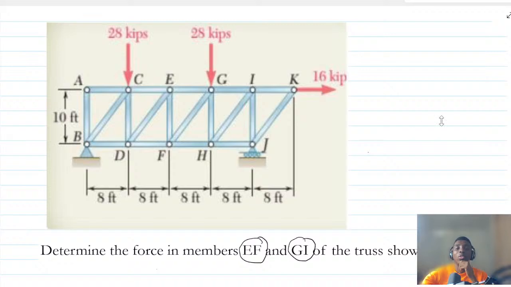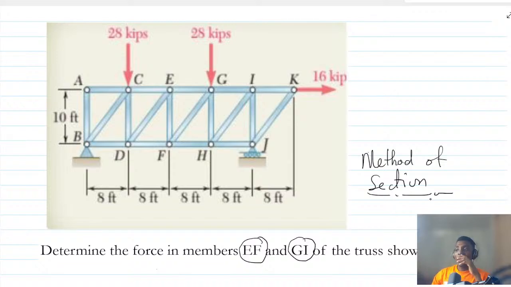Okay, so we are going to use what we call the method of section. Why are we calling it the method of section? It simply means that whenever you use the method of section, you will cut some portion. But before we do the cutting, I want us to first of all find the reactions at the support. What is the reaction at the support?